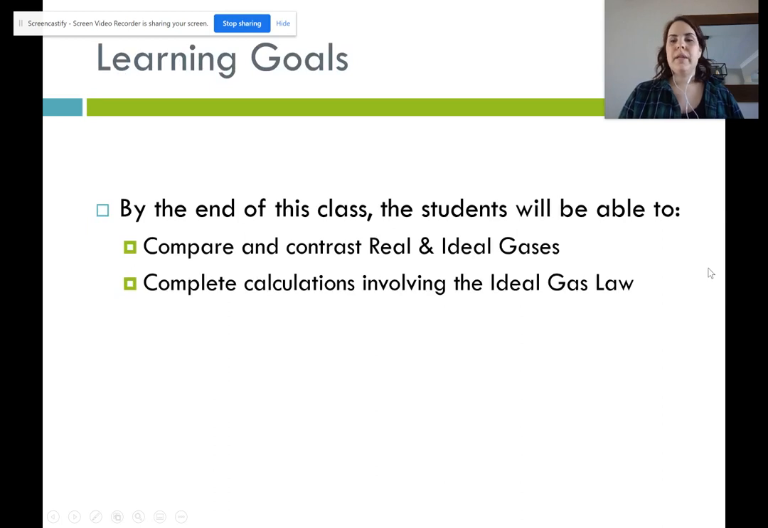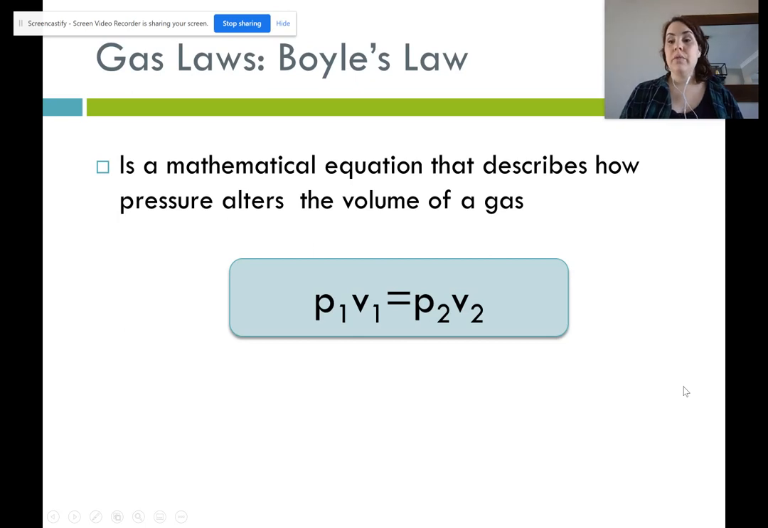Okay. So by the end of the class, what we should be able to do is compare and contrast real and ideal gases and also complete calculations involving the ideal gas law. Now, we've learned three gas laws this week so far, and the combined gas law, which combines all three of those gas laws together.